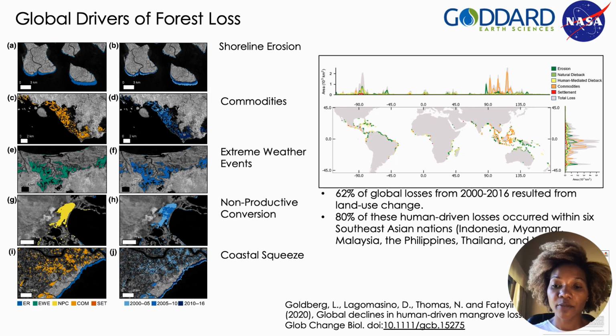And then there's what we call non-productive conversion, which is essentially deforestation or cutting of mangroves, but not to transform them into something else like aquaculture, just deforestation. And then finally, in some areas, you might have a combination of multiple factors where you have a coastal squeeze. So you might have erosion or tidal surges or sea level rise happening on the seaward side, coupled with commodities or deforestation happening on the landward side, meaning that mangroves are essentially being squeezed from both sides.